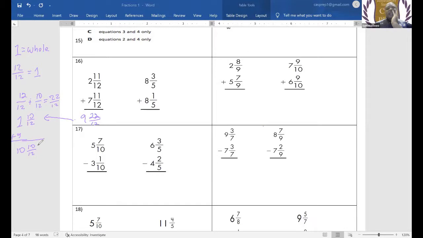I'm almost done. I see that I have a common factor of 2, so I can divide top and bottom by 2. So 10 divided by 2 is 5, and 12 divided by 2 is 6. So I'm going to divide top and bottom by 2, and this becomes my final answer.